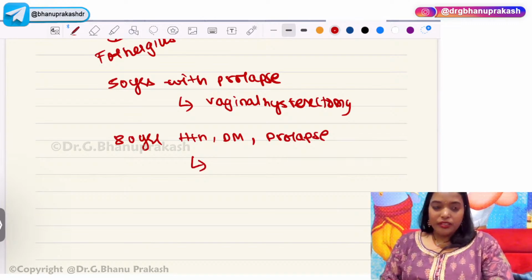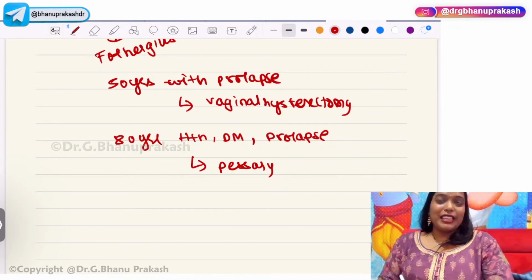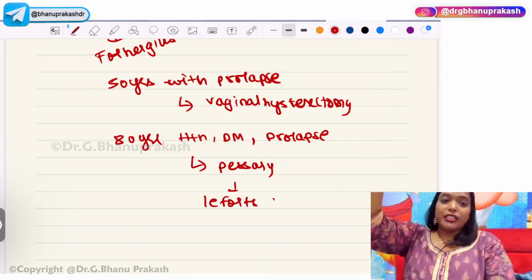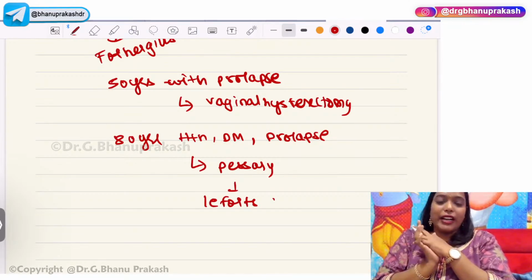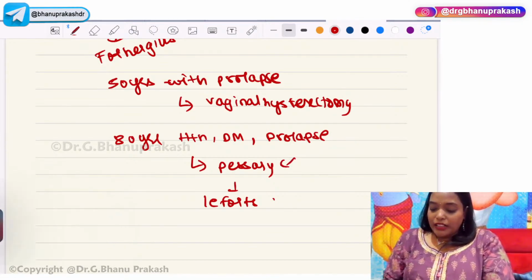will you do? Yes, you'll first try with pessary. But if she tells the doctor, I really can't keep the pessary, I can't come for follow-up, because with pessary you may have to come every 3 months, then we go for Le Fort's. In Le Fort's, what we'll do? We push the uterus inside and we obliterate the anterior and posterior vaginal walls. Decubitus ulcer also, pessary is the treatment.